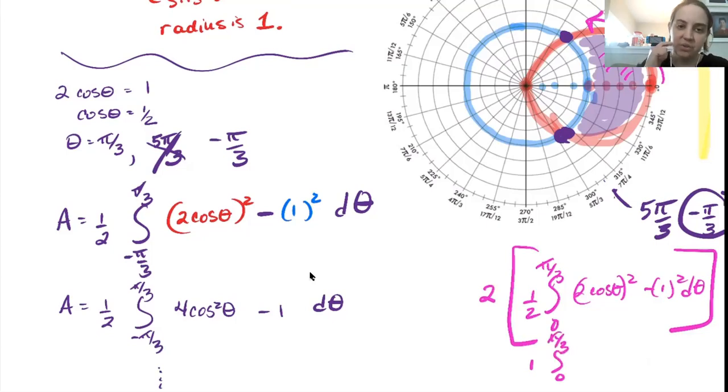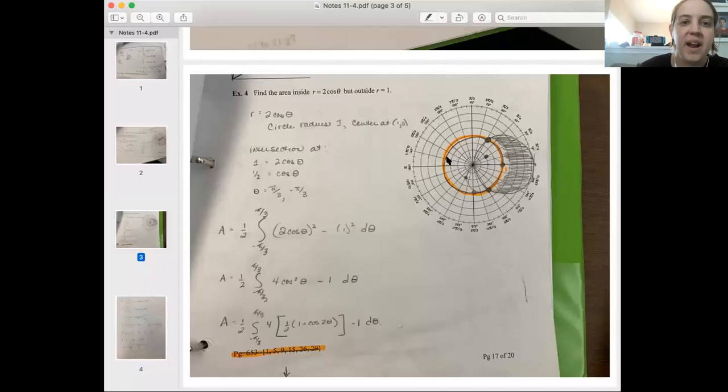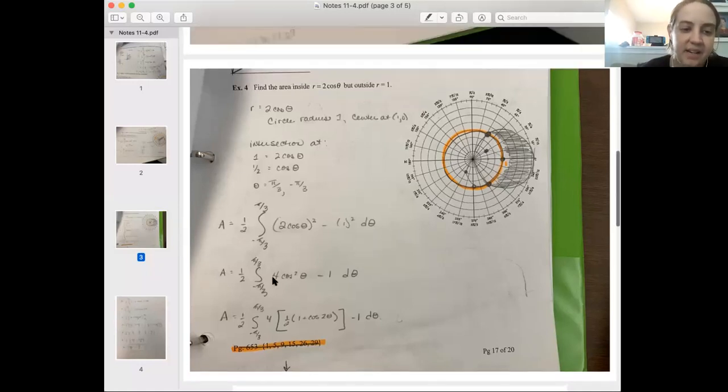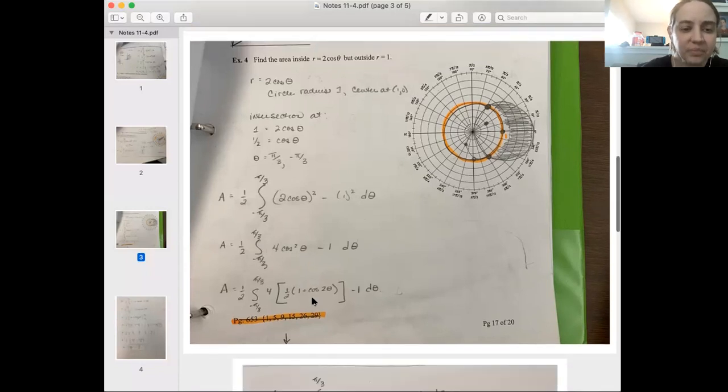Now, if you're interested, I'm going to switch screens so that you can see my handwritten work on the other one. All right, don't mind my messy handwriting. This is a screenshot of, or a PDF of my old notes. So there's the figure that we just drew. Here is my negative pi over 3 to pi over 3, 4 cosine squared theta minus 1 with the 1/2 in the front. And then what I did was, what did I do? I used a trig identity in there with that cosine squared and the cosine of 2 theta, double angle identity.